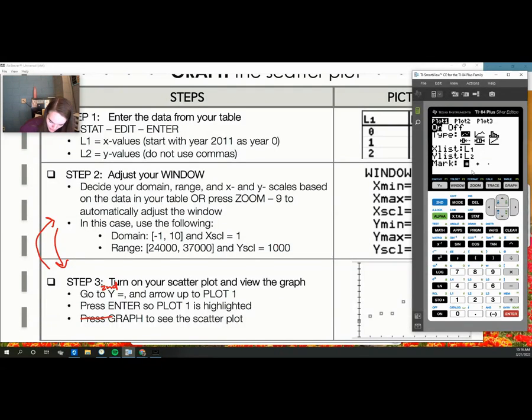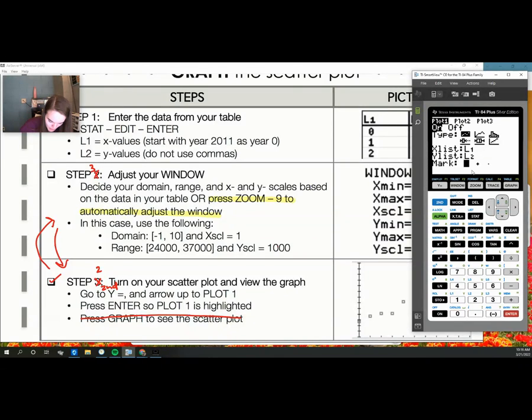Once we do that, we're crossing this step out. That is step 3. I'm going to relabel it as step 2. Then we're going to do step 3. Now, we're not doing most of this. We're going to cross most of it out. We are going to adjust our window, but we're going to adjust our window by pressing Zoom 9 to automatically adjust the window. The rest of this, we're not doing.